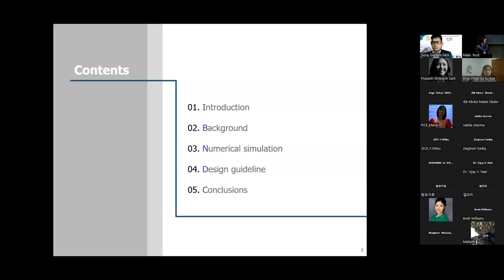The contents are as follows. Firstly, I will deal with the background and purpose of my research, and then I will explain the numerical simulation results, and I will propose the design guideline of LDCA. Lastly, I will conclude my presentation by summarizing key findings.